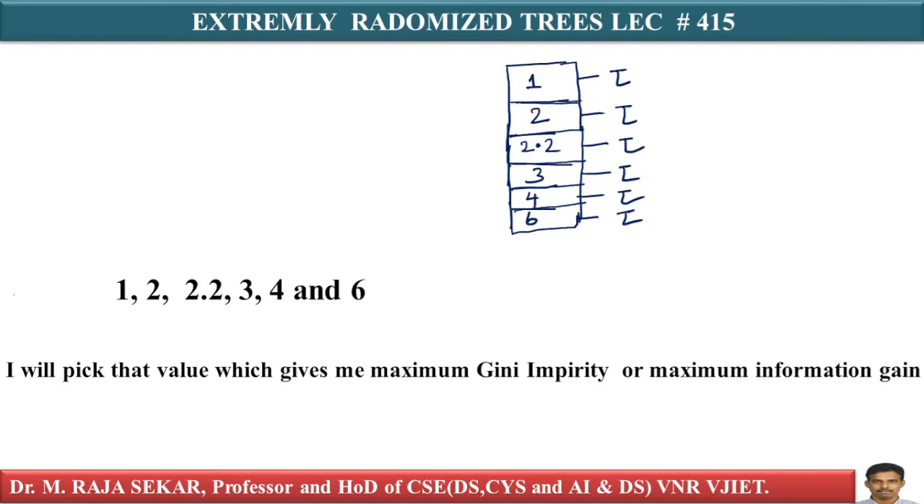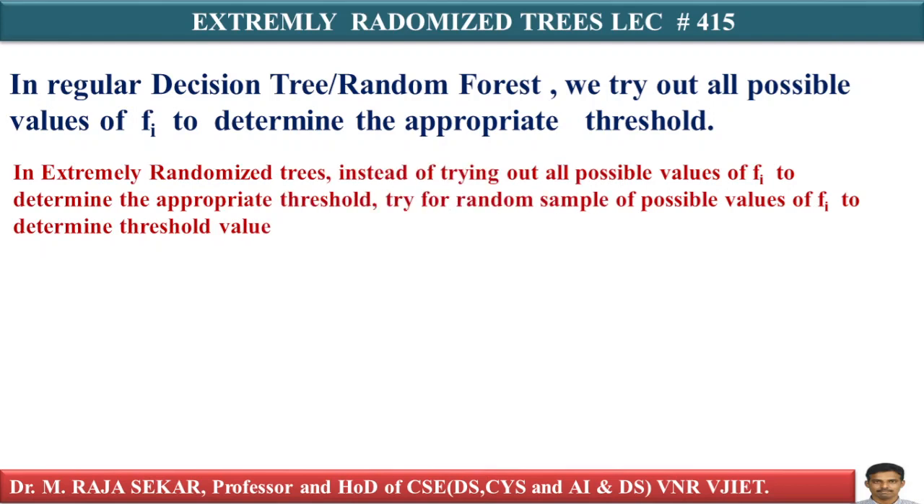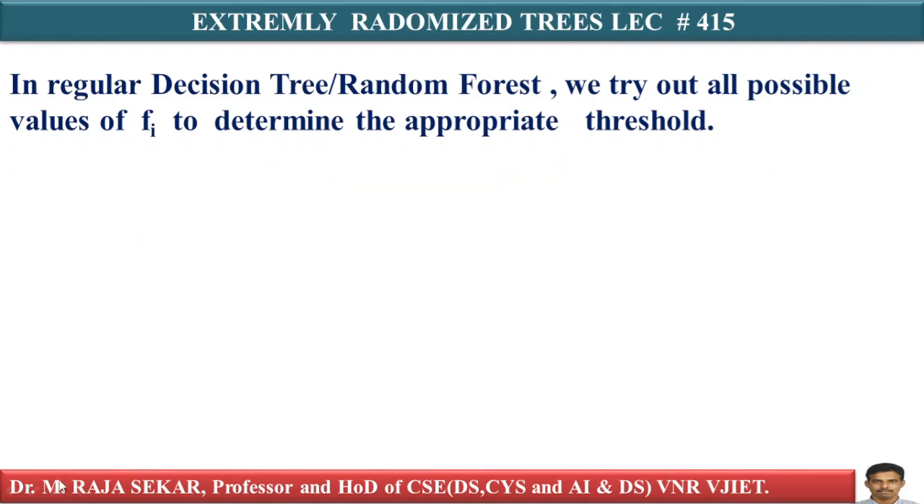In regular decision trees or random forest, I try out all the possible values of fi. This is important. We try all possible values of that particular feature to determine the appropriate threshold.